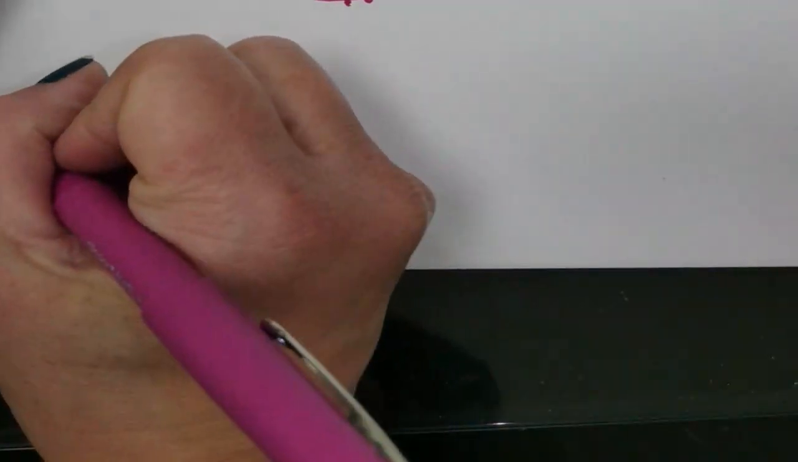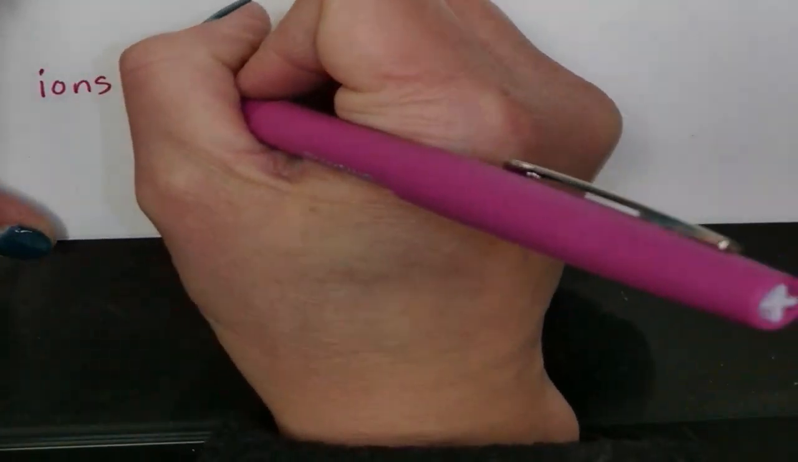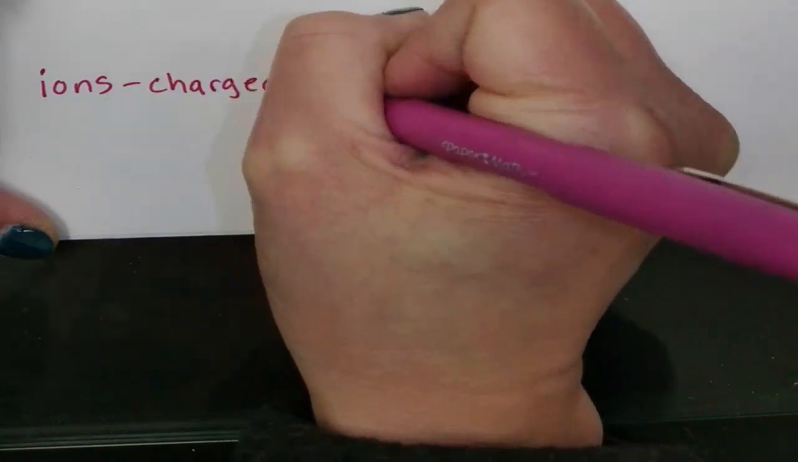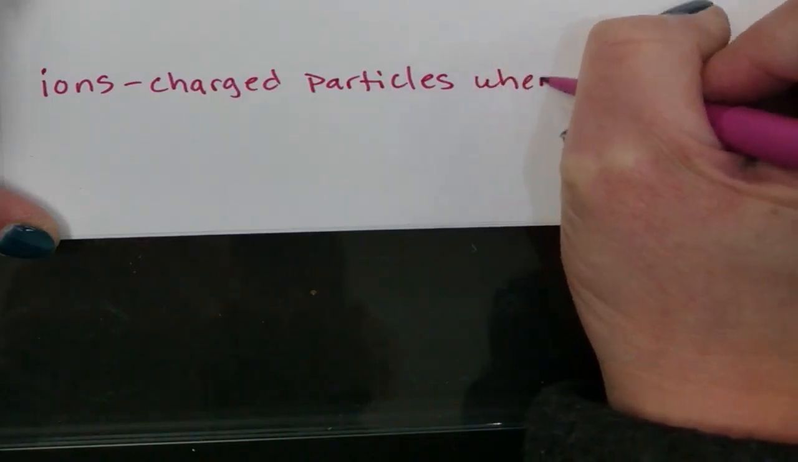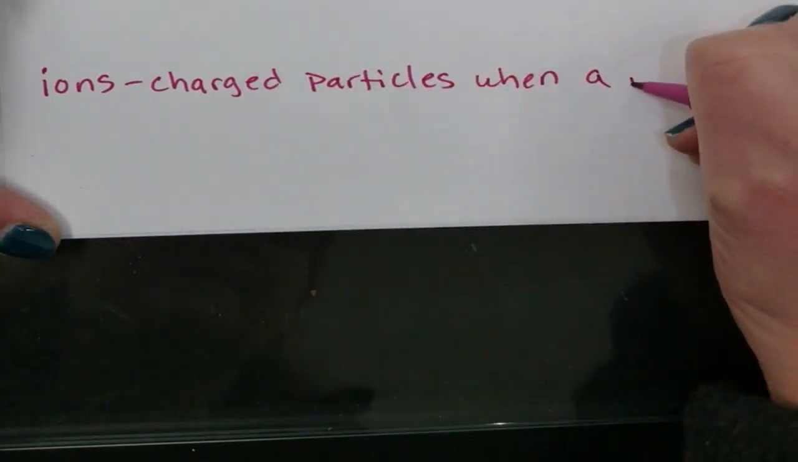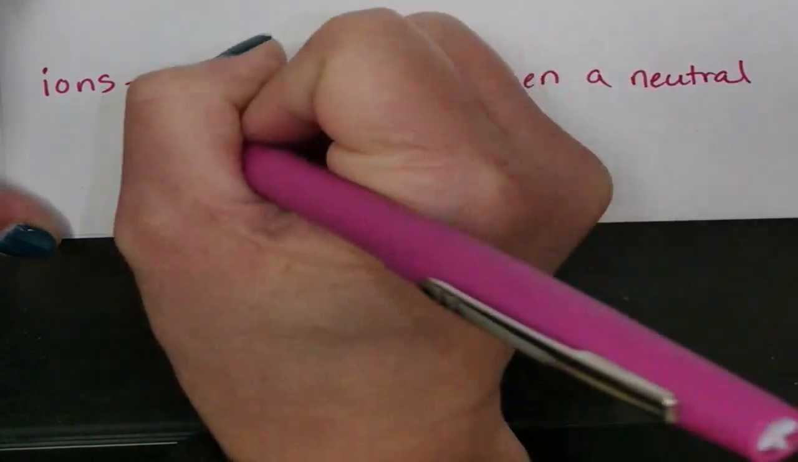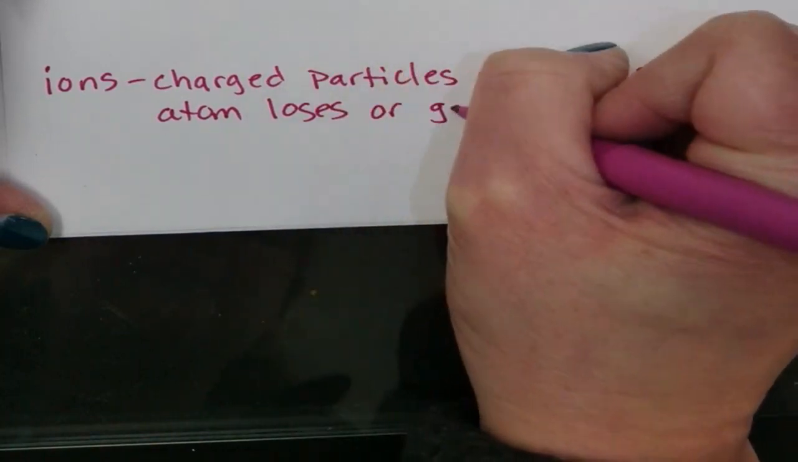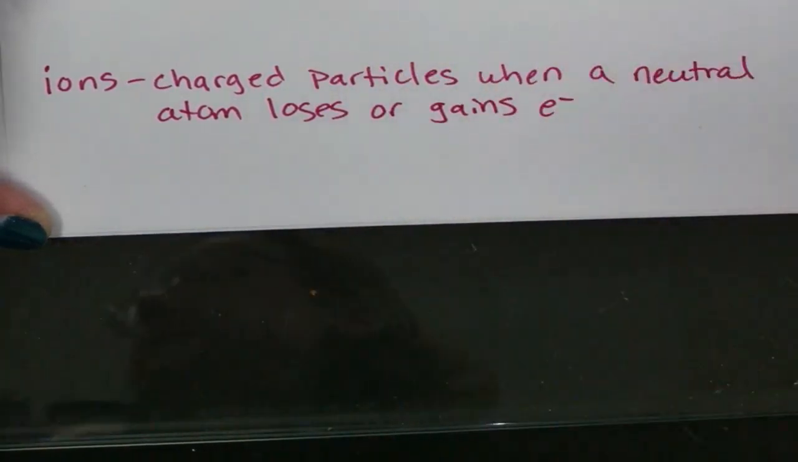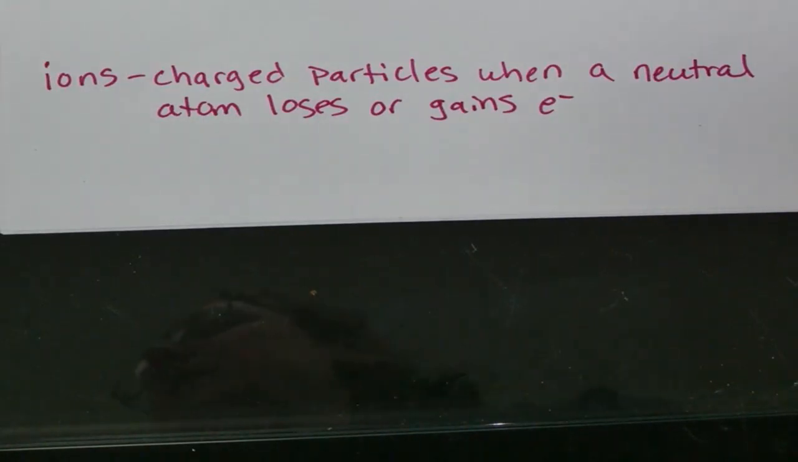All right, today's lesson is going to be on ions. Ions are charged particles. When a neutral atom loses or gains electrons, it creates ions.